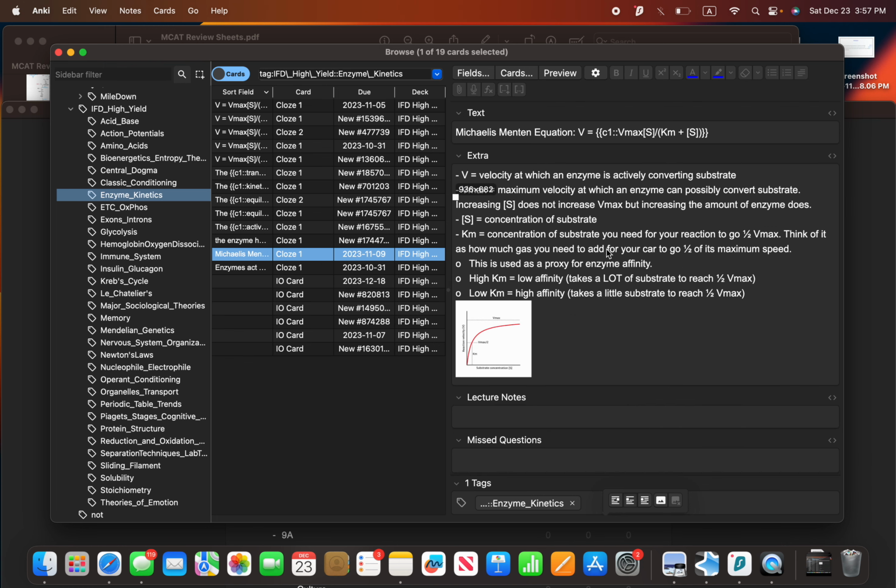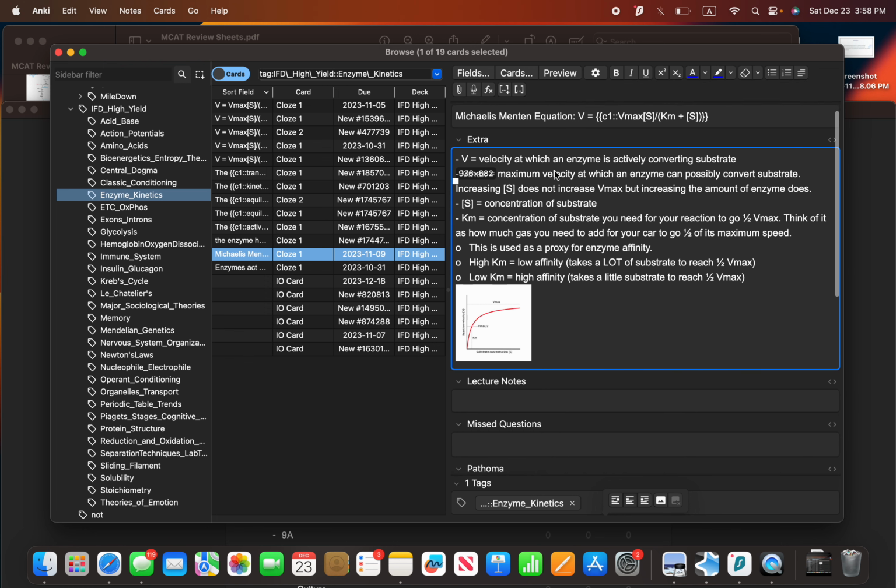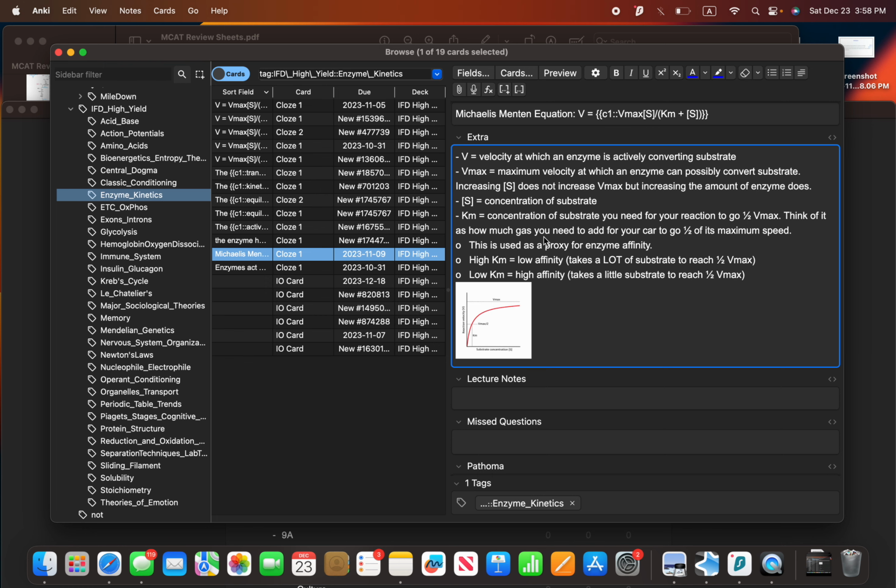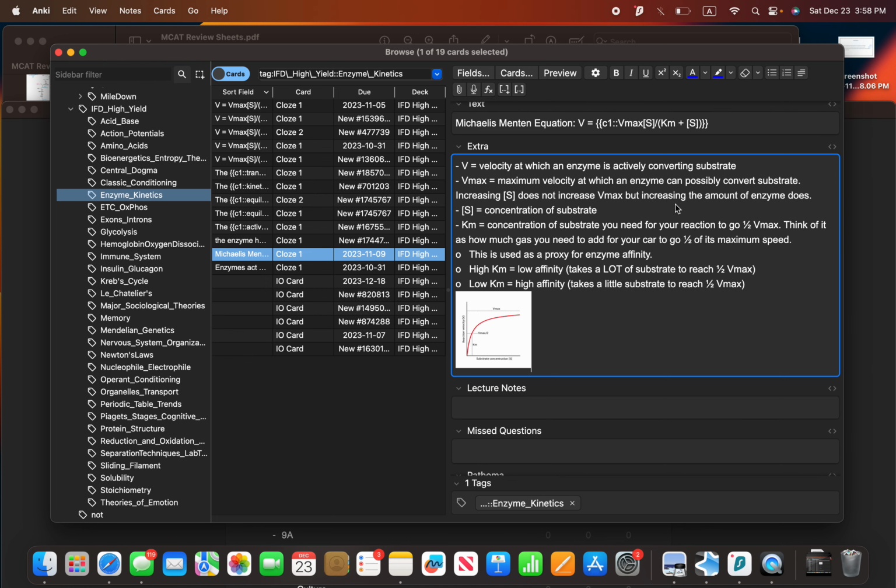The Michaelis-Menten equation, that's what we were talking about. This whole equation is called the Michaelis-Menten equation, which is V equals Vmax times the substrate concentration over Km plus substrate concentration. V equals the velocity at which an enzyme is actively converting substrate. We went over this.